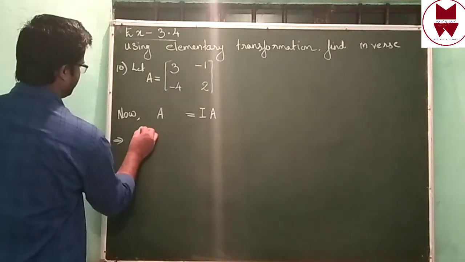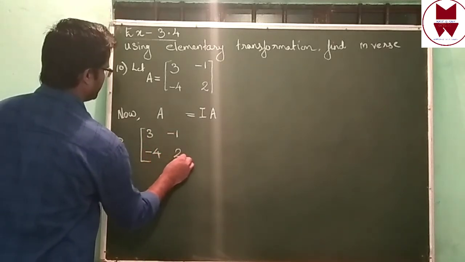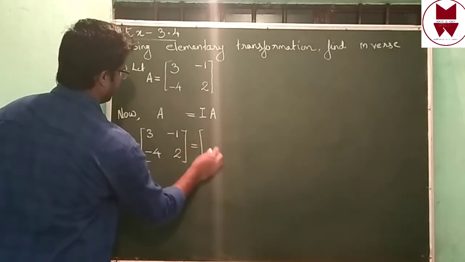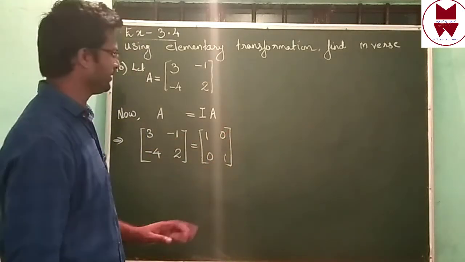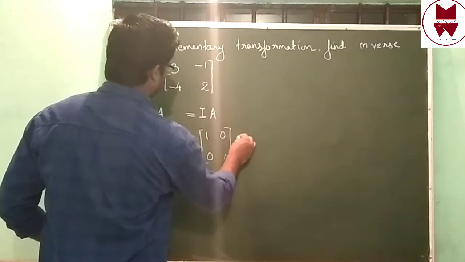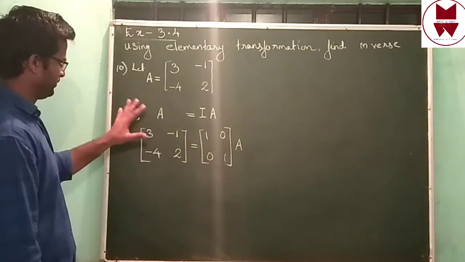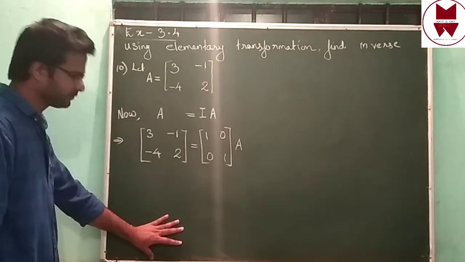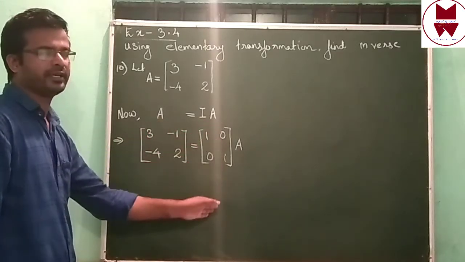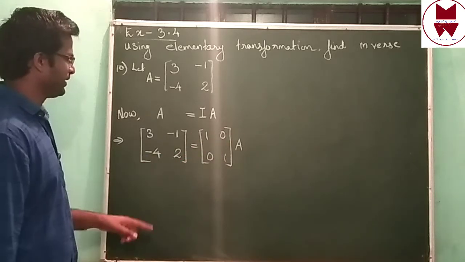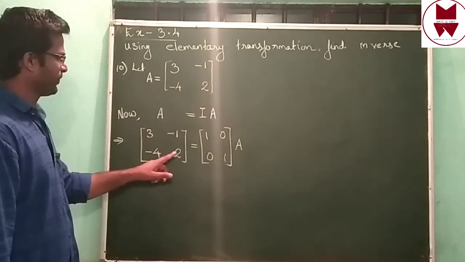Then A is already given, so we write [3, -1; -4, 2] equal to I, that means [1, 0; 0, 1], the identity matrix, into A. We write A the same way, with no need to write a matrix in its place, because we are not going to change this A. Our goal is to make the identity matrix on this side, and then automatically this part will be the inverse of A. Identity matrix means 1 0 0 1.